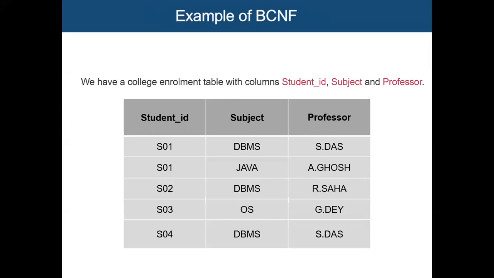This table satisfies the first normal form because all the values are atomic. This table also satisfies the second normal form because there is no partial dependency, and there is no transitive dependency. Hence, the table also satisfies the third normal form. But this table is not in Boyce-Codd normal form.